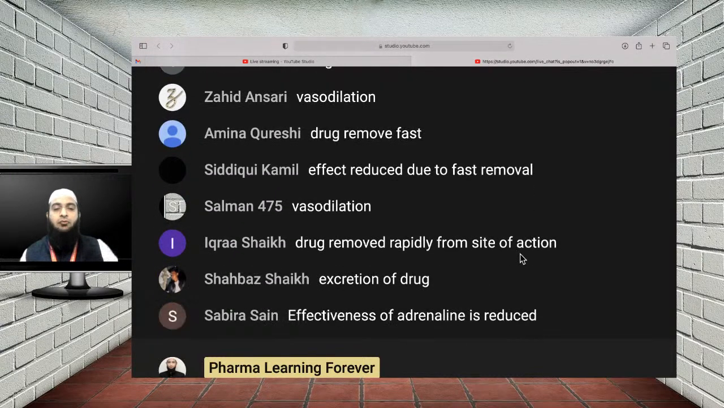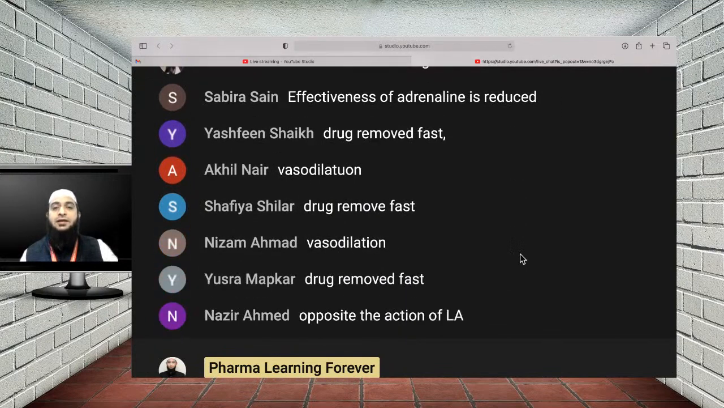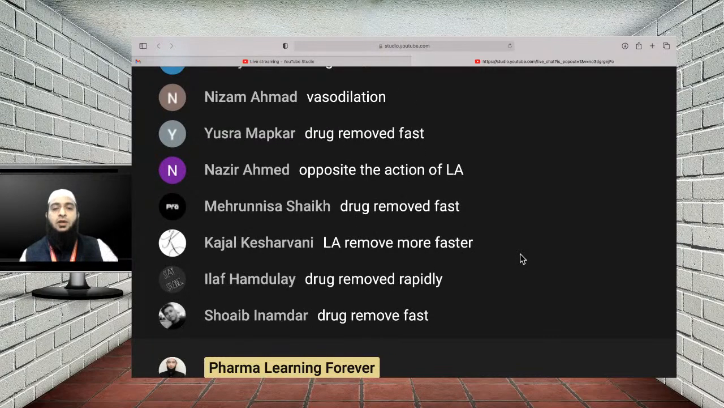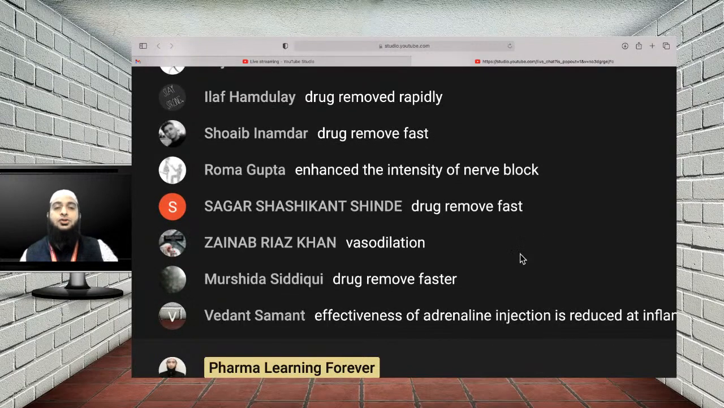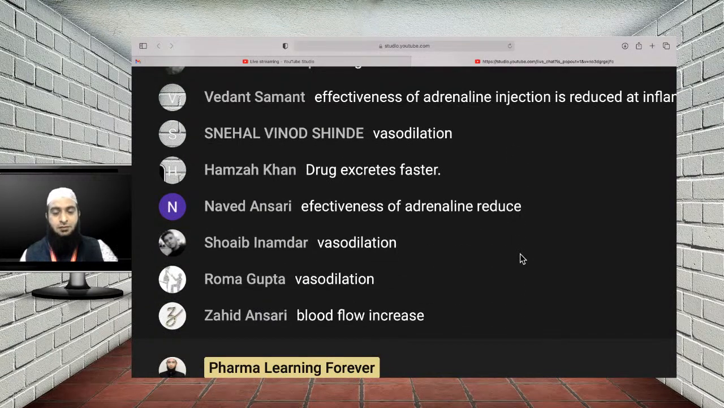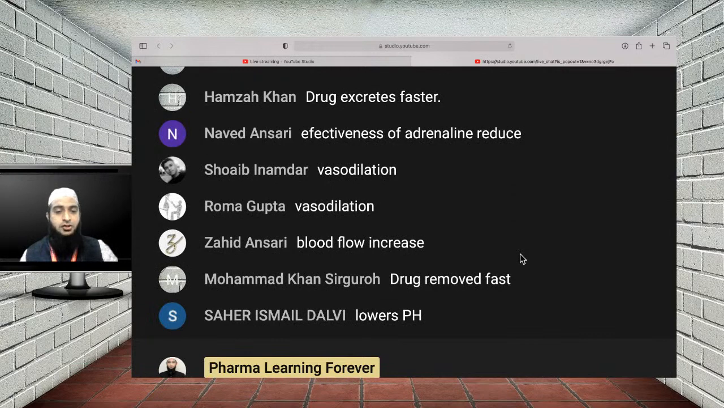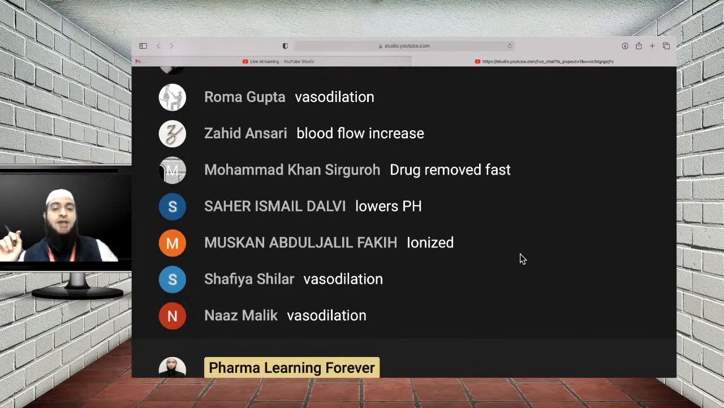Okay, I can see that everyone is mentioning that the drug is removed. Yes, Sabira has mentioned the effectiveness of adrenaline is reduced. So this is the second reason. Very nice. Nazira has mentioned that it opposes the action of the local anesthetics, and that is due to the inflammatory mediators. The first reason I have not yet seen is something related to pH, and what happened due to pH. Yes, Sahir has mentioned it lowers the pH. Very good. And Muskan has completed the answer: due to low pH, since it is weakly basic in nature, when acid and base come in contact, it produces ionization.